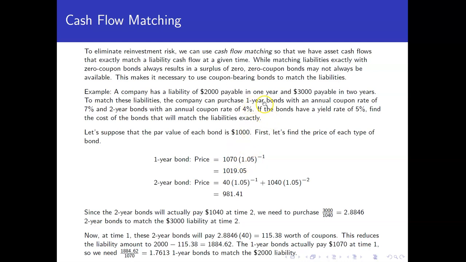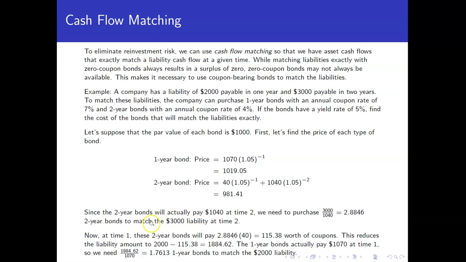Notice that the 1-year bond also has a coupon. So at time 1, you're going to get the face value, the par value of 1,000 plus the $70 coupon. So we just need to take that 1,070 and move it back a year. That price is $1,019.05. For the 2-year bond, we've got a $40 coupon at time 1, and a $40 coupon plus the redemption value at time 2. Move those back to time 0, and you get a price of $981.41.